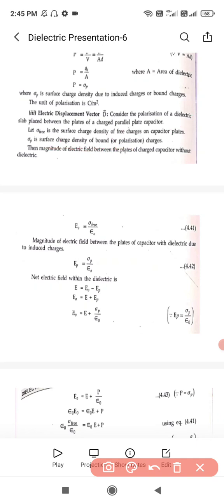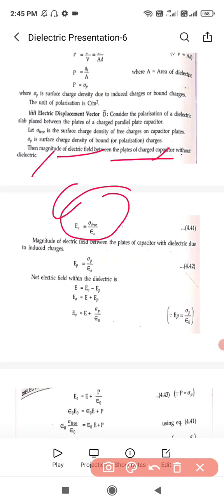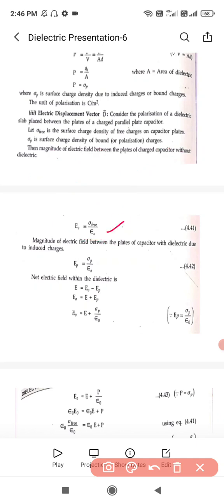Then the magnitude of the electric field between the plates of the charged capacitor without a dielectric is represented by E naught, the applied electric field, equals sigma free, the surface charge density, divided by epsilon naught. Epsilon naught is the permittivity of free space.